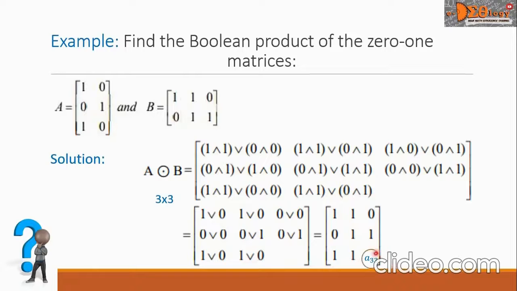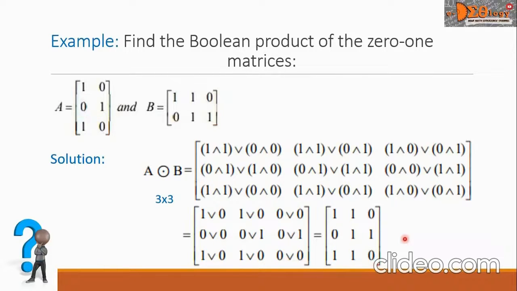Third element, A sub 3, 3. So we need the third row of A and third column of B. 1 and 0 or 0 and 1. 1 and 0 is 0 or 0 and 1 is 0. 0 or 0 is 0.